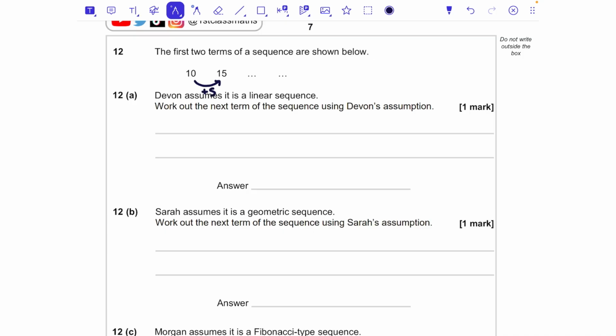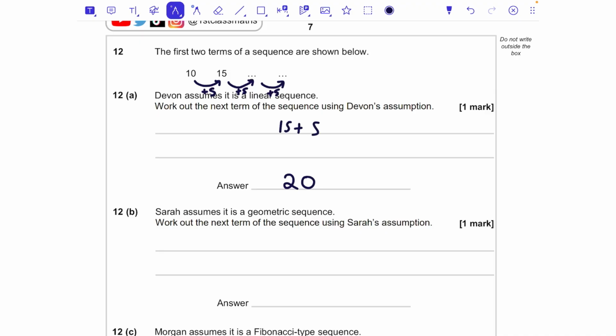So he's assuming if it's add 5 there, that it's going to be add 5 again and add 5 again. So adding 5 each time, the next term is just going to be 20. So adding 5, let's do some working, 15 add 5 is 20.